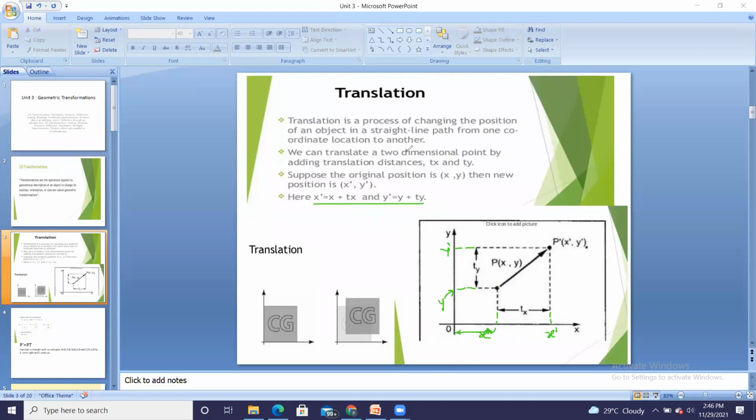Then we can translate a two-dimensional point by adding the translation distances tx and ty, which are along the x-axis and y-axis respectively. So we have come to the conclusion that our new x value is equal to the original x plus tx, and the new y is the original y plus ty. So that is nothing but our translation procedure.